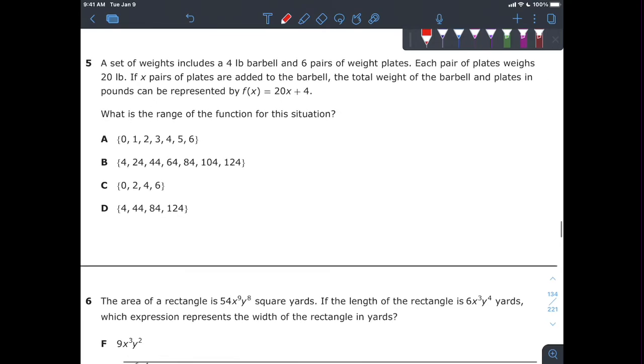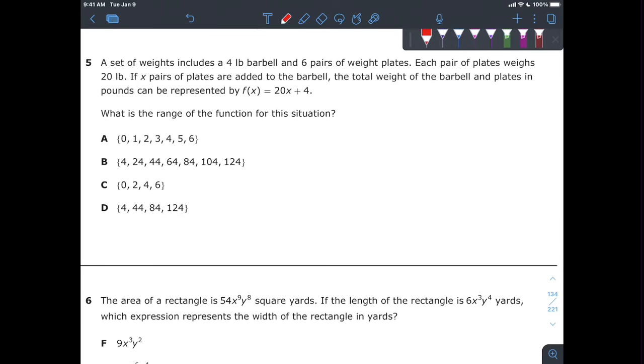5. So here it says a set of weights includes a 4-pound barbell and 6 pairs of weight plates. Each pair of plates weighs 20 pounds. If X pairs of plates are added to the barbell, the total weight of the barbell and plates in pounds can be represented by this equation.